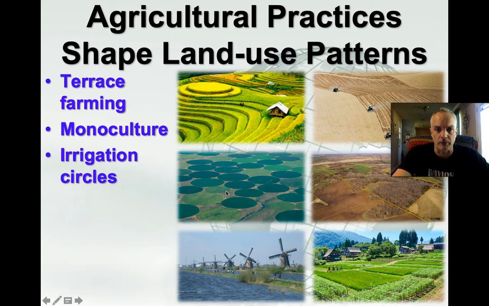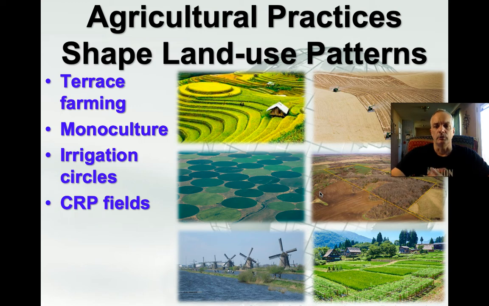People often talk about crop circles that aliens have left. Well, here's your for real crop circles. Next thing you're looking at, CRP field. That's Conservation Reserve Program is what CRP stands for. A government program where they pay farmers whatever they would make on a plot of land to not use it.